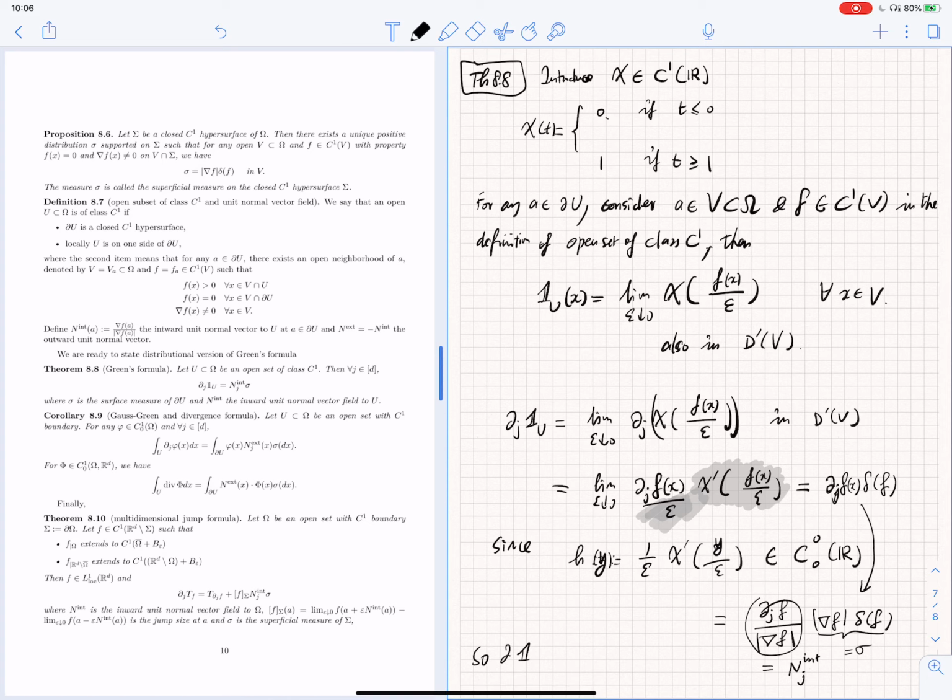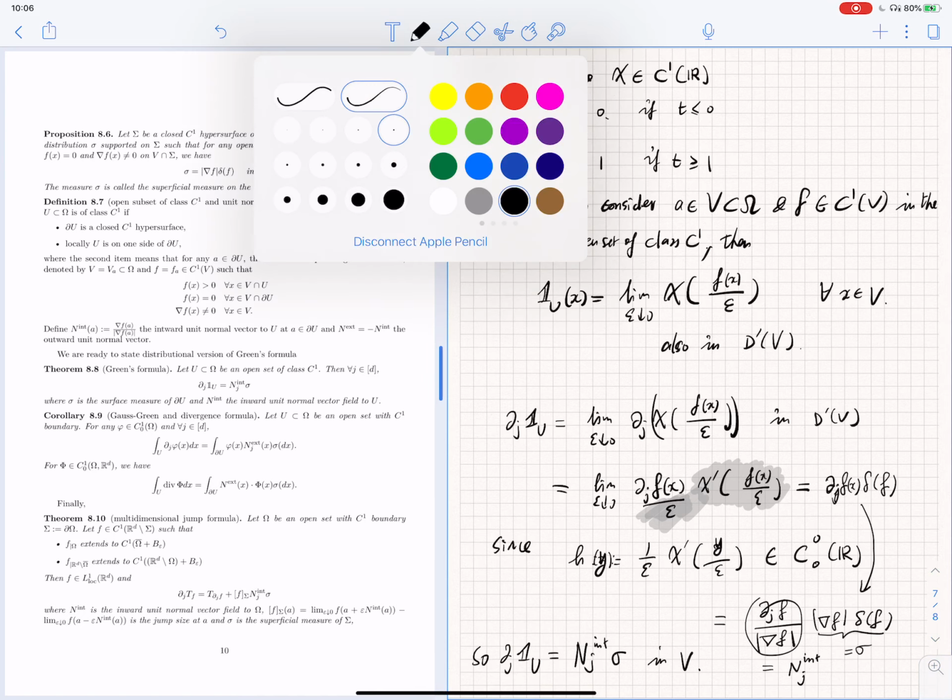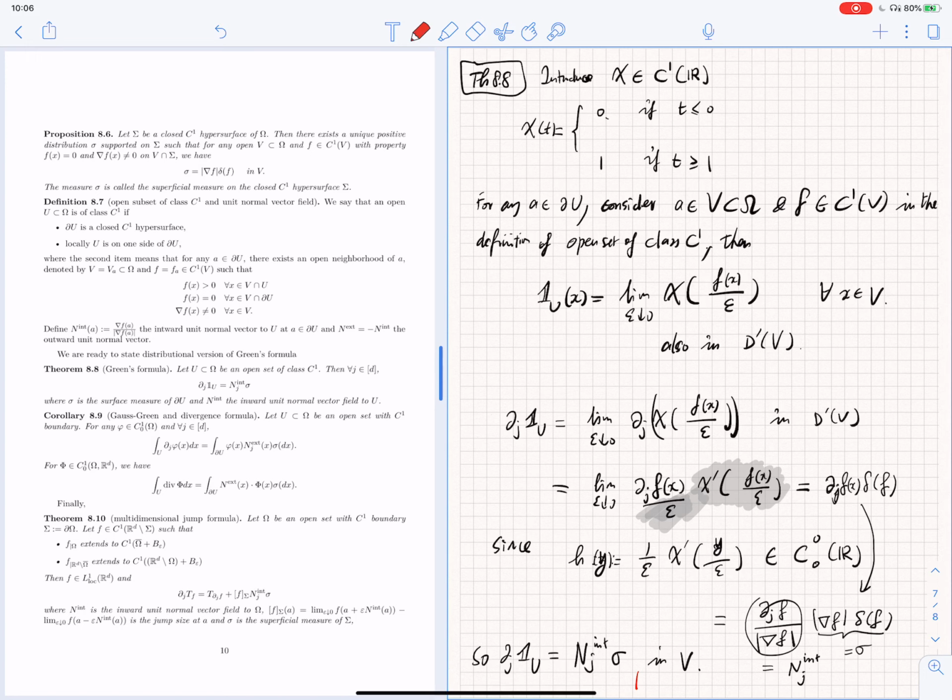So indeed, this is equal to n_j times sigma in V. Then, by using again the same kind of trick that we did before, the gluing principle, we can show that the same thing holds in the whole of omega. So this is also true in omega by the gluing principle, which finishes the proof.